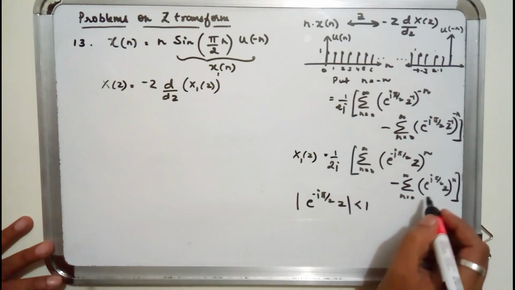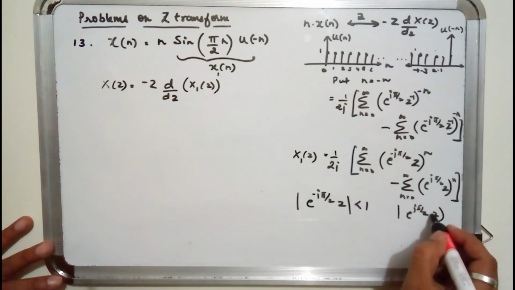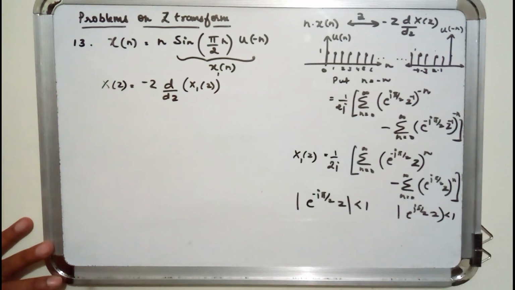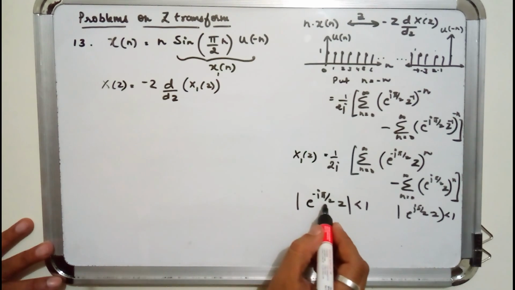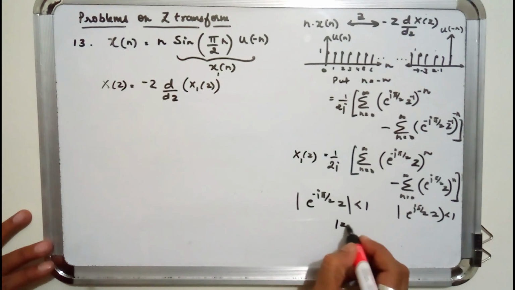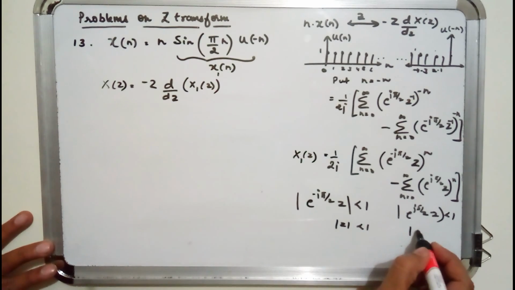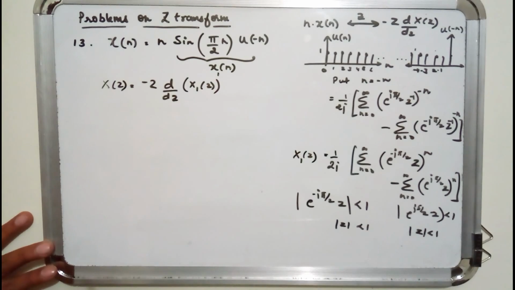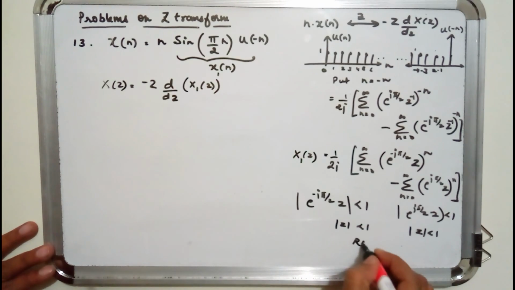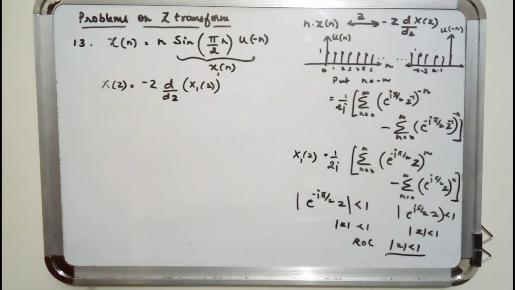Here also, magnitude of e power j pi by 2 z must be less than 1. So magnitude of e power minus j pi by 2, as I have solved in the previous problems, magnitude of e power j theta is always 1. So I will be getting magnitude of z less than 1, and here also I will be getting magnitude of z less than 1. So ROC is magnitude of z less than 1. Okay.